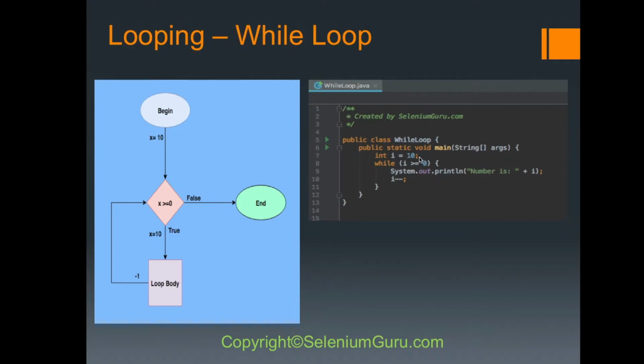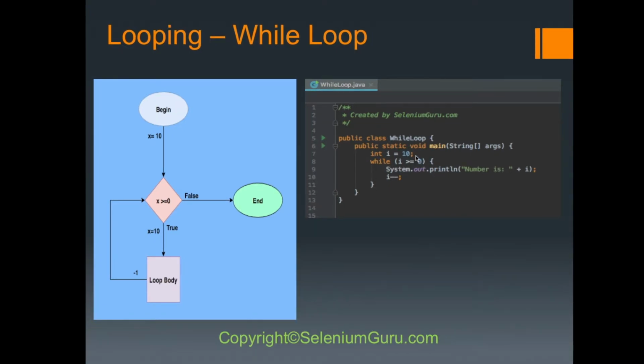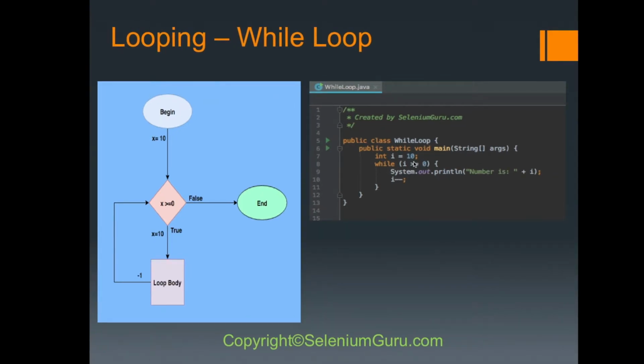So I is 10. Is 10 greater than or equal to 0? Yes. So it's going to execute this line of code. It's going to say 10. And then I'm decrementing the I using I minus minus. That's how you decrement it. If you want to increment it, it's going to be I plus plus. So I want to subtract 1 from this I, so I'm doing I minus minus.